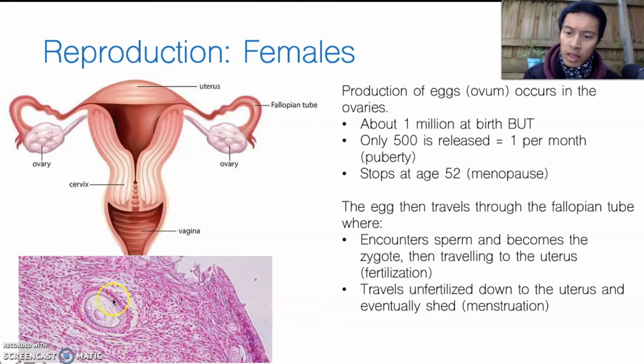This is what the cross-section of the ovary would look like under a microscope, and that's the egg there. When the egg gets released, it gets secreted through that little sac, and then this is what remains of it.